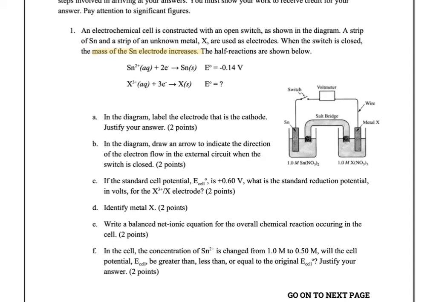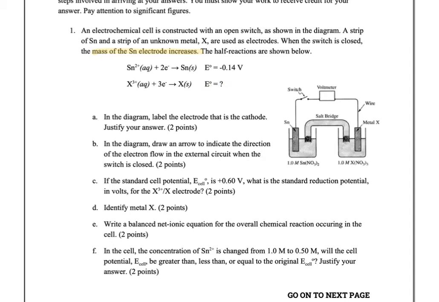First of all, you can label it on here, or you could have said the left one with the Sn, but some students did not justify. So a couple of things: looking at these and telling me that this is more positive, so it's reduction at the cathode, is not a good choice because we don't know what the voltage is.